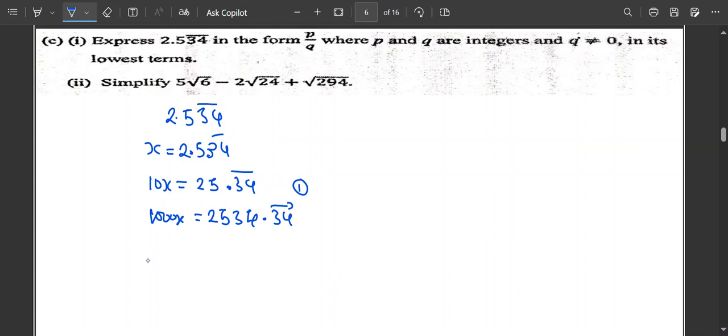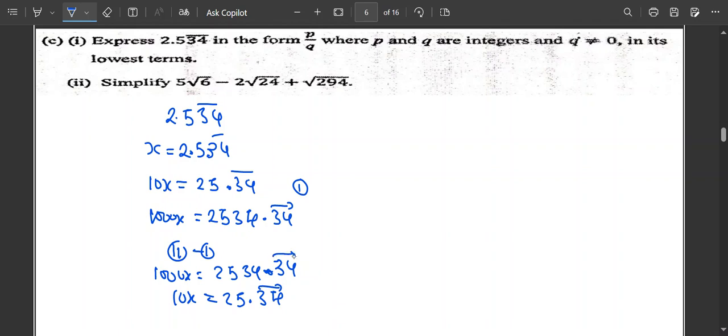Okay, so from there then you subtract 1 from 2. So when you subtract, you have 1000x is equal to 2534.34. Then from there we have 10x, which was our equation 1, then we have 25.34 as well. Remember they were in the bar like that. This bar subtracted to be 0. Then this minus that is 990, right? So we are saying 990.